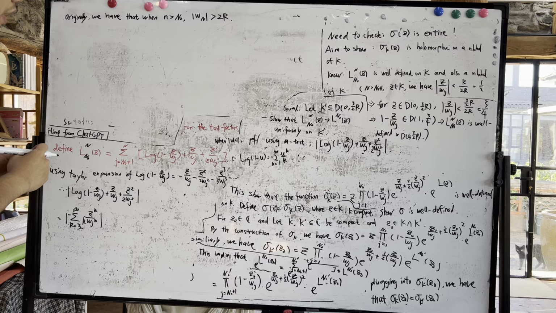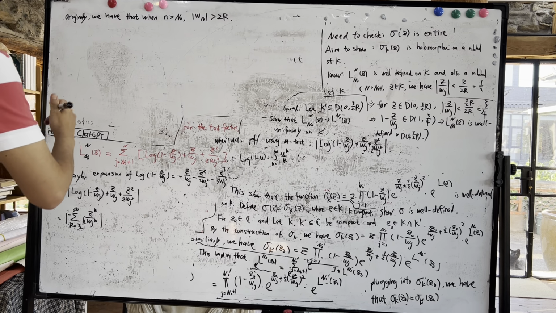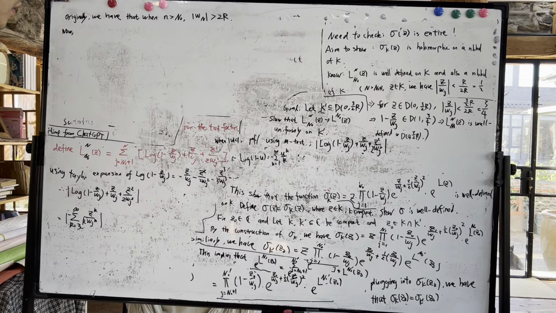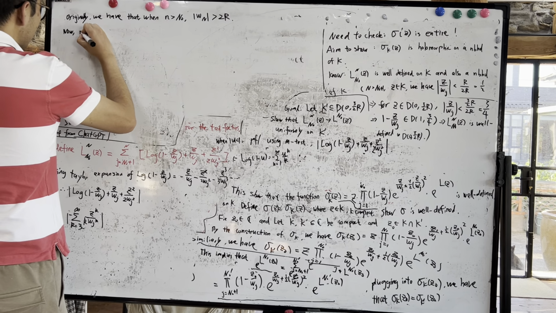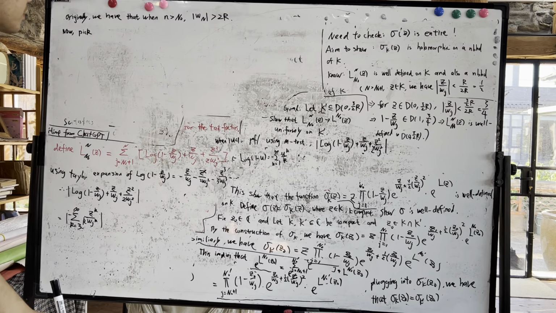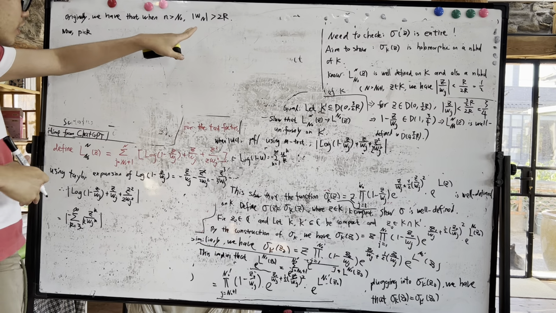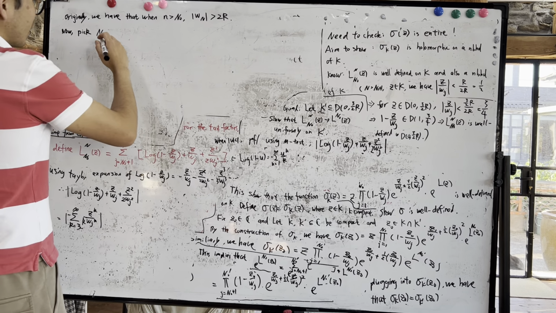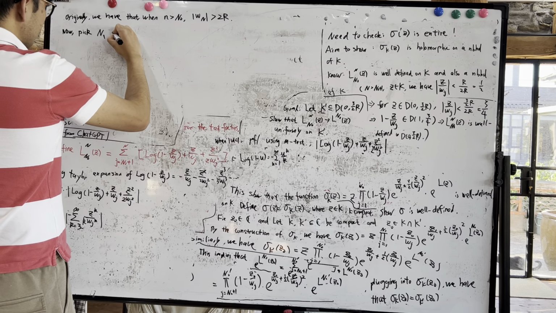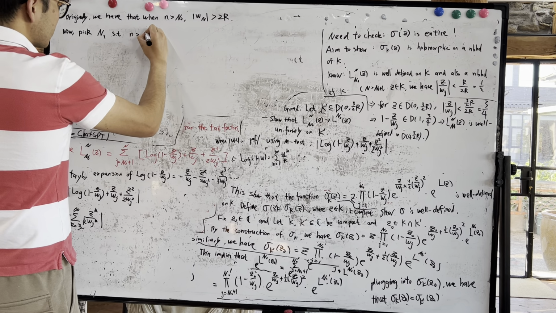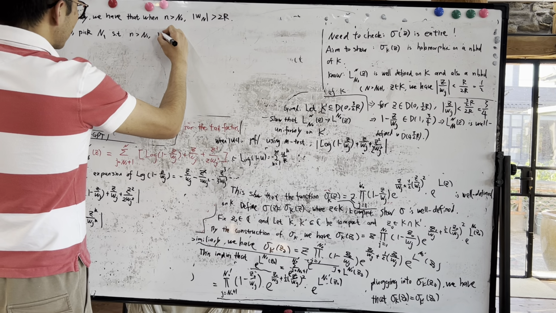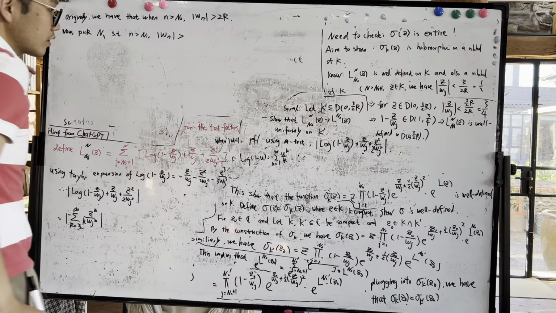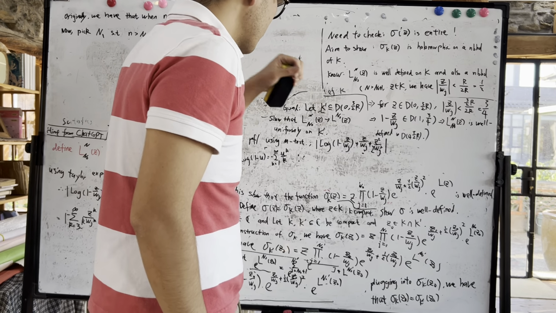Now, since this omega n, the lattice points, go to infinity, I can pick n1 such that when n is bigger than n1, the modulus of omega n is bigger than... So I want to use this guy, right?